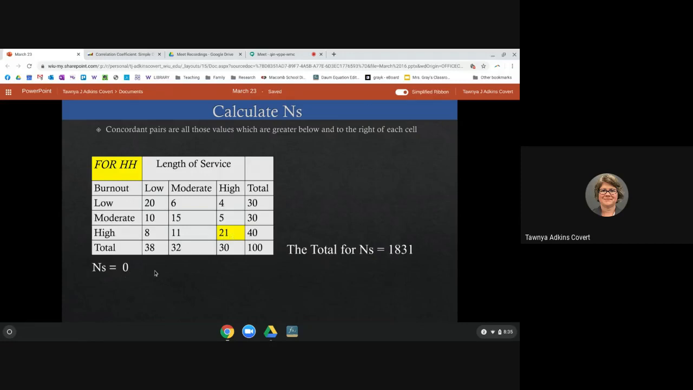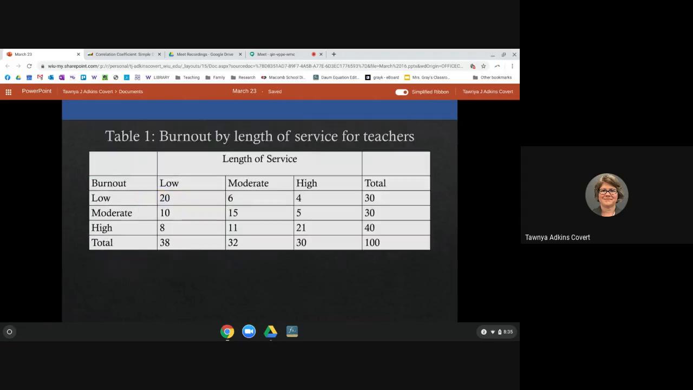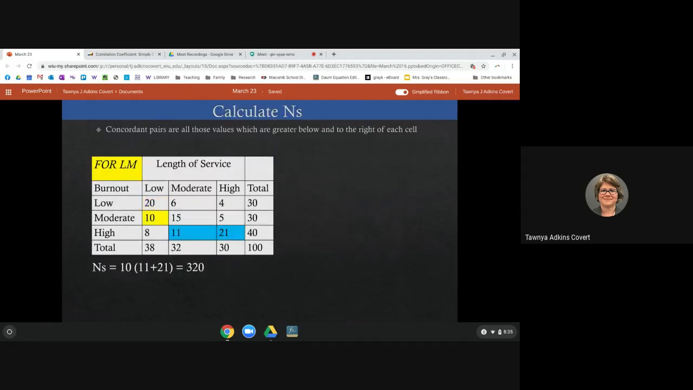So when we add all of those numbers together, we get 1831. So what are our values that we're adding together? I'm going to scroll back up. So we have 1040 plus 320 plus 0 plus 156 plus 315 plus 0, and then zeros for all of those. So our total is 1,831. So that's our value for NS that will go into our formula in a minute.